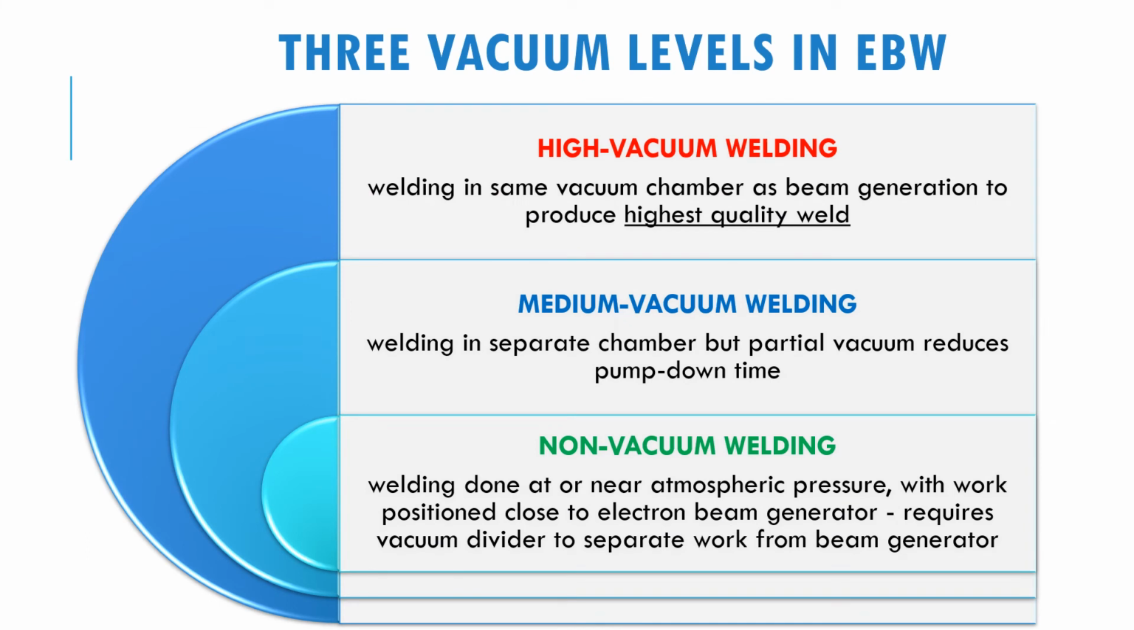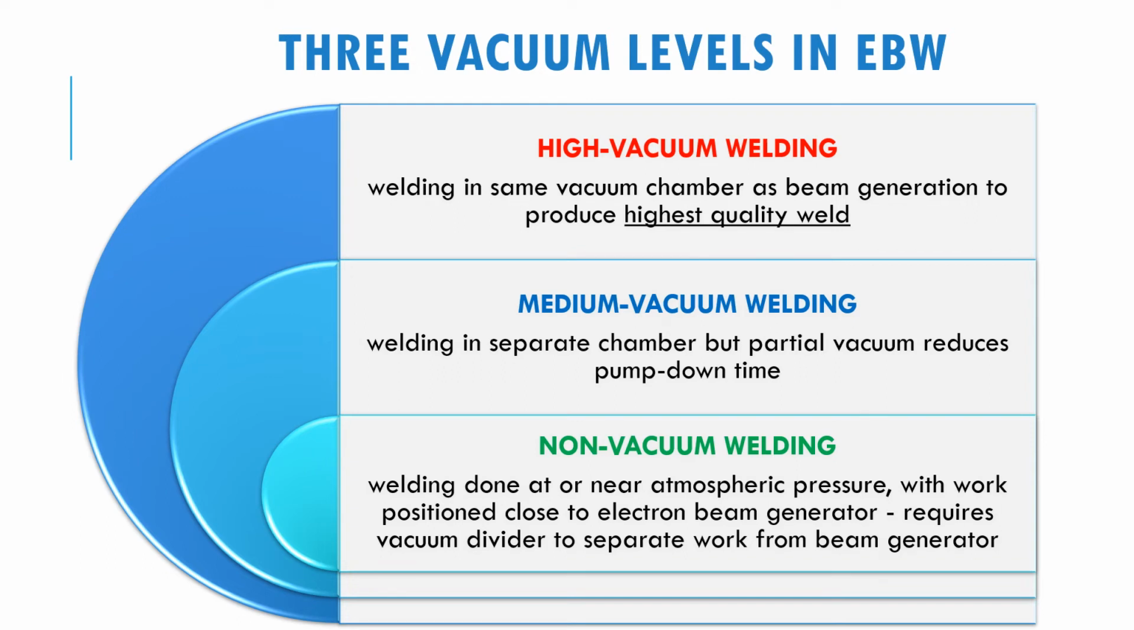But now the vacuum level is separated into three levels, which are high vacuum welding, medium vacuum welding, and also non-vacuum welding. High vacuum welding is used when you want to create a very high quality weld. For medium vacuum welding, the welding is done in a separate chamber with partial vacuum to reduce the pump down time, but the quality might be lower compared to high vacuum welding.